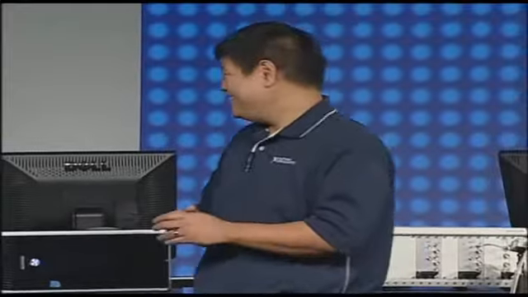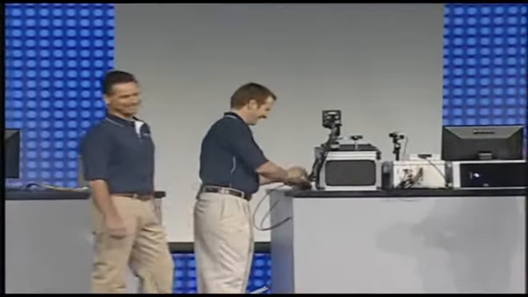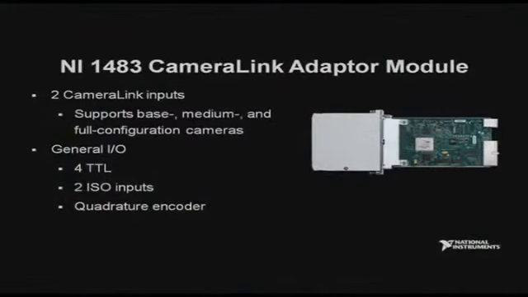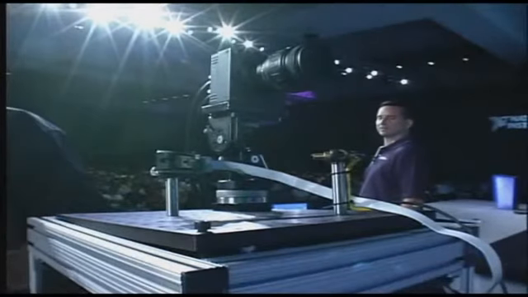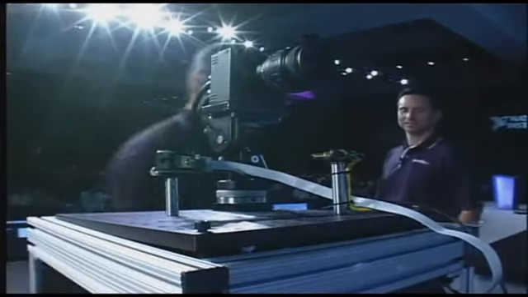So you're going to be able to do this with the FPGA? Is that what you're telling me? That's right. In R&D, we've been working on a new Camera Link adapter module for FlexRIO. This adapter module is able to acquire from base, medium, or full configuration Camera Link cameras. And we also included some TTL I/O for general purpose input and output, two isolated inputs for triggering, as well as a quadrature encoder for rotational measurements. And as Jeff is getting the demo set up here for the FPGA version, we can see it run.